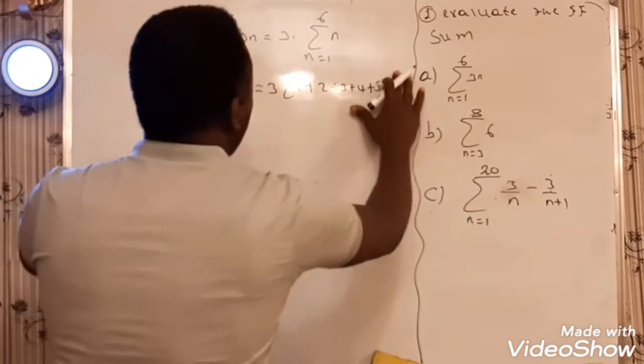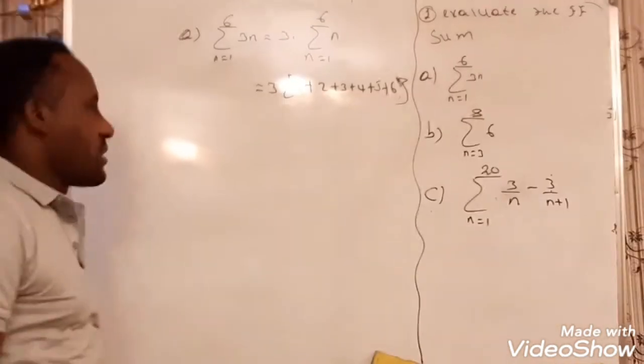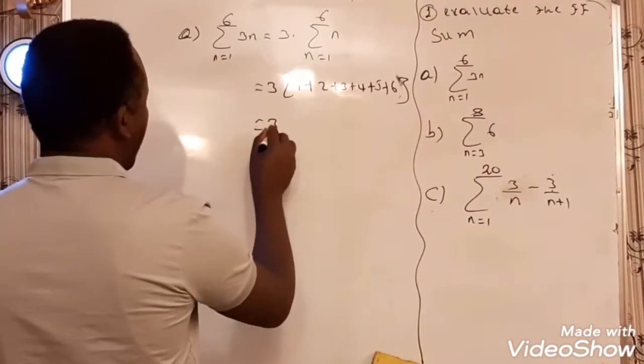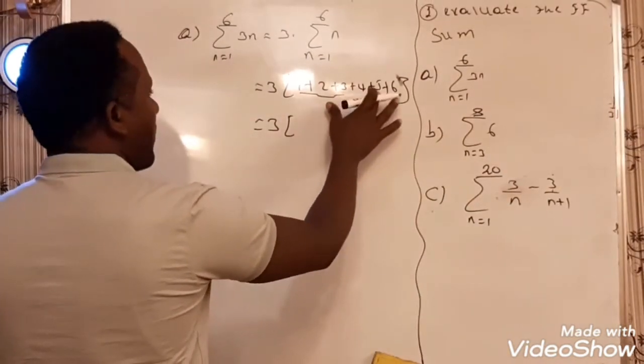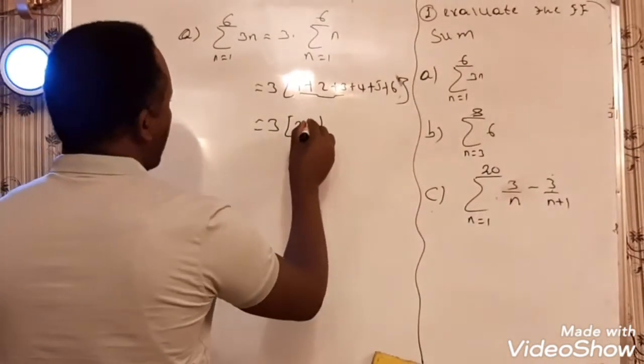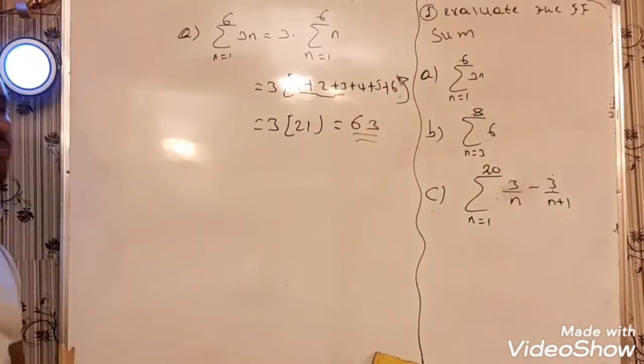That means, look, when n is 1, it is 1. When n is 2, it is 2. When n is 3, it is 3. When n is 4, it is 4. When n is 5, it is 5. When n is 6, that's 6. That's very simple. So this is exactly 3 times the sum: 6 plus 4 is 10, 15, 21. So this is exactly given by 63. So this is the result.